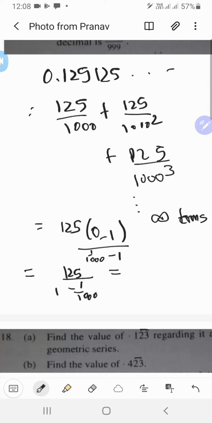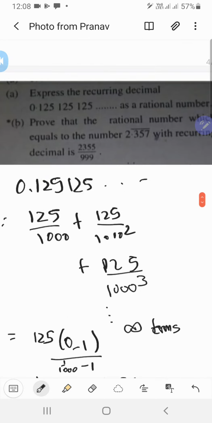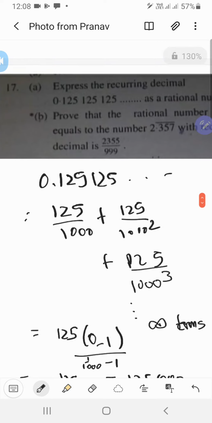Now what can you do with this? You can obviously multiply both the numerator and denominator by 1000, so you just get 125,000 divided by 999. I think that's correct. Wait, what? No, this is not very correct. Nope, something is definitely wrong over here, because that's not what we got for that question.